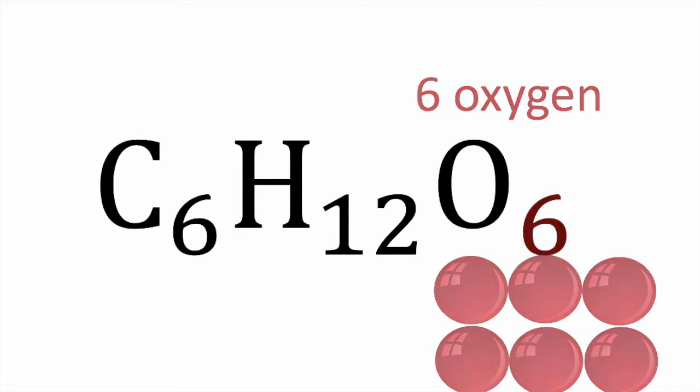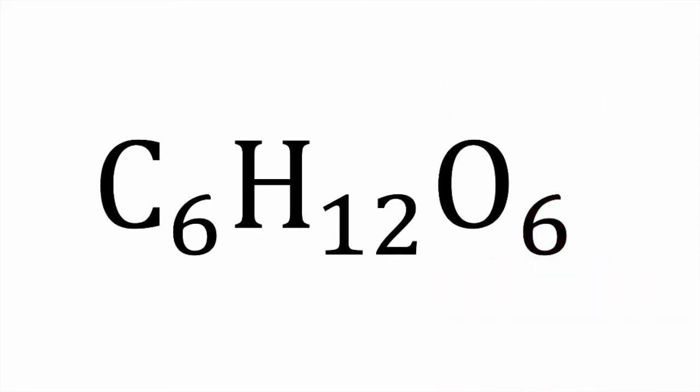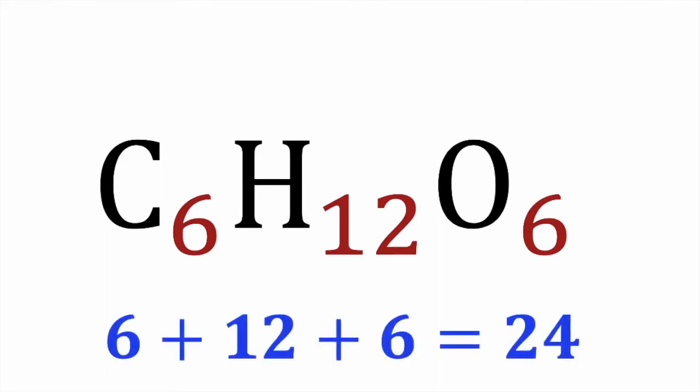If we want to total up all the atoms, we can just add the subscripts together. 6 plus 12 plus 6 equals 24 atoms.